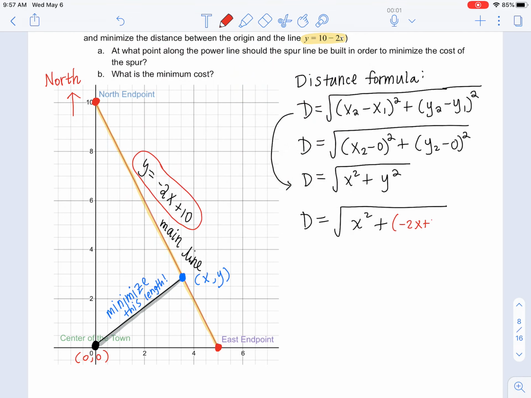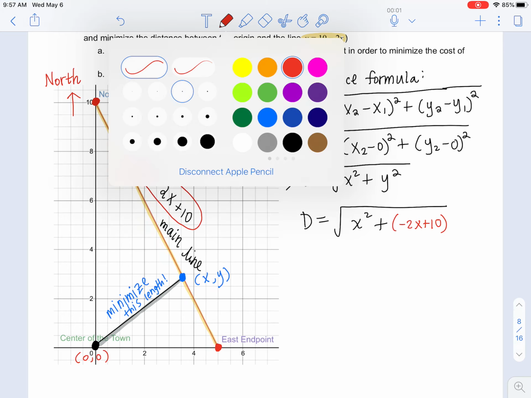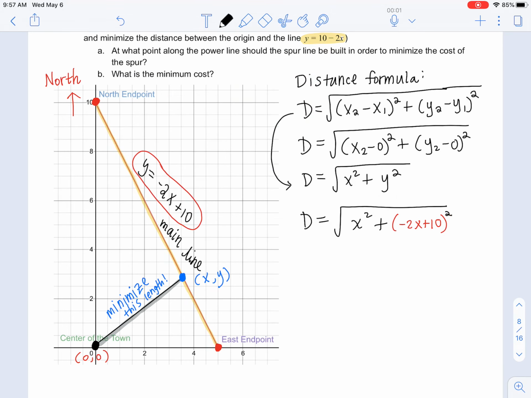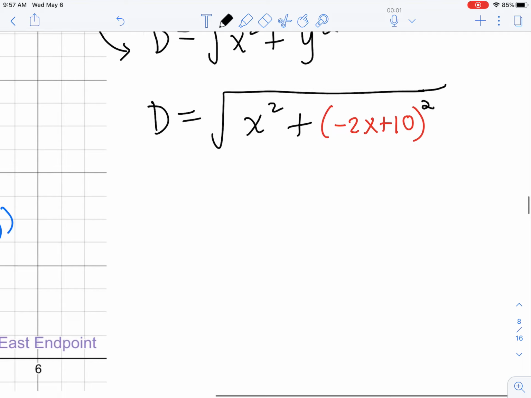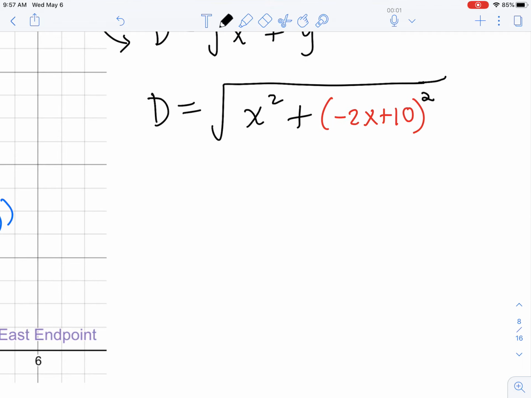But what is y, guys? Y is negative 2x plus 10, right? So what we are doing is we're plugging in that constraint equation into this distance equation. Ta-da! Now take a look. What is the only unknown variable now? The only unknown variable is x. So let's do some work simplifying this distance formula.